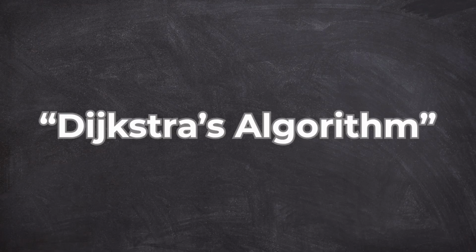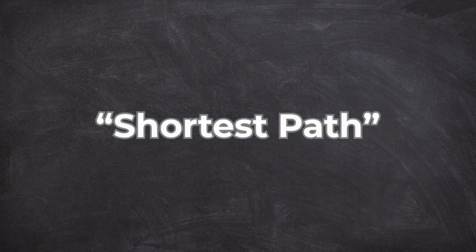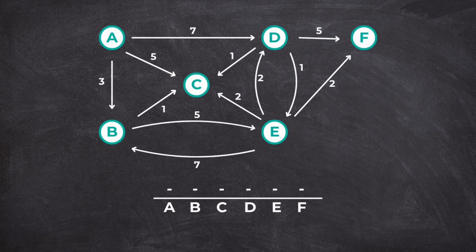Today we're going to learn about Dijkstra's algorithm. Dijkstra's algorithm is used to find the shortest path from one node to all other nodes in a graph. Let's use the following graph as our example.